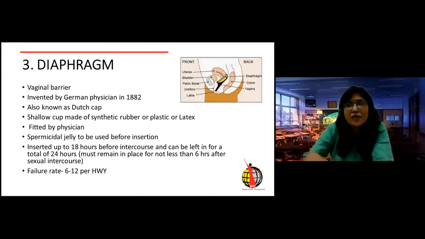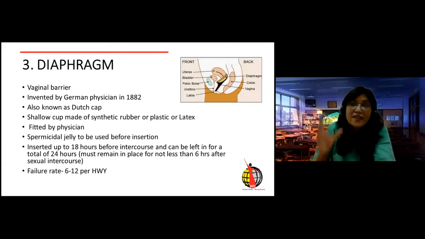Now, the third barrier which you should know about is the diaphragm. Another name for diaphragm is the Dutch cap. It came from Germany in 1882. It is a sort of cup made up of rubber, plastic, or latex. The first time when the fitting is done, it has to be done by a physician. Depending on the type of vagina, the size of the cup will be chosen, and the woman will be told about its use and fitted by the physician. So that is a disadvantage, because the woman has to go and get herself fitted, of course.